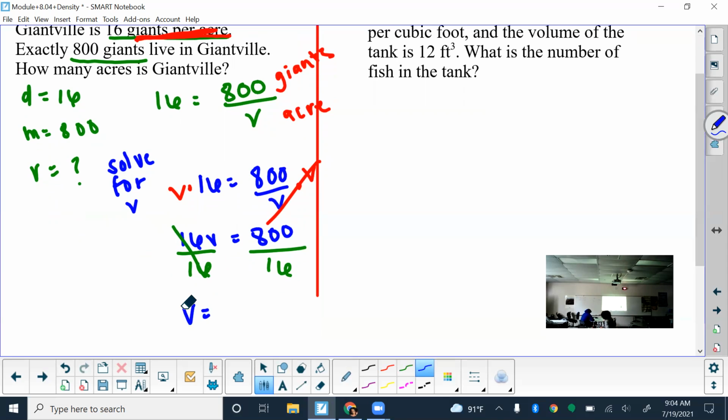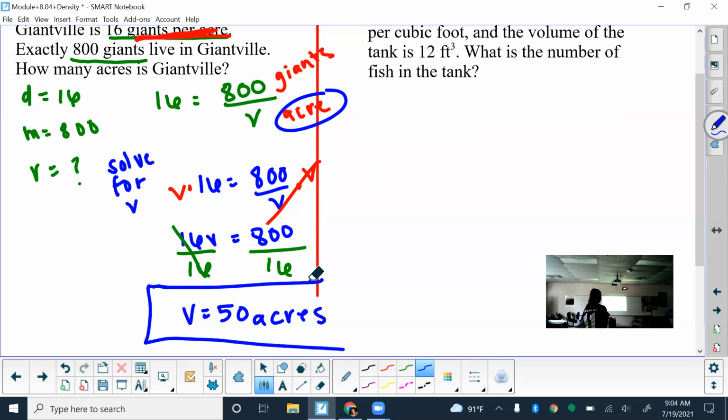50. Okay, that sounds right, and it is. 800 divided by 16 is 50. And the units are going to be similar to what we had before, acres, because density is shown as giants per acre. So my volume would be 50 acres. Questions? Does that make sense? Maybe.